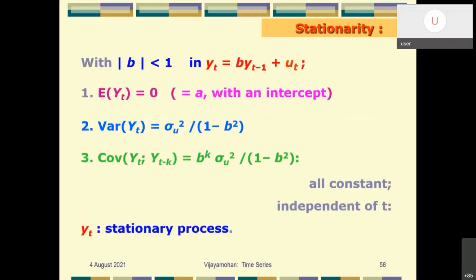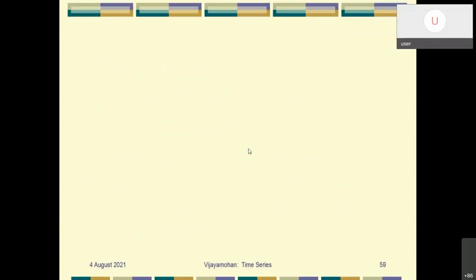Now, we know that for a stationary series, we have a zero mean, and if we have an intercept, then the mean value will be equal to that intercept A. Then the variance of y is a constant, and the covariance also is a constant. They are all independent of time. That is the property of a stationary process.